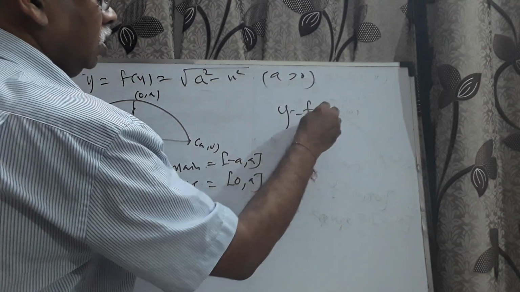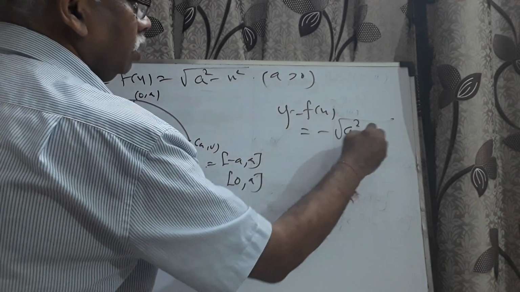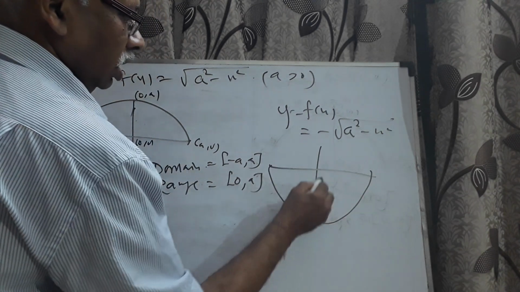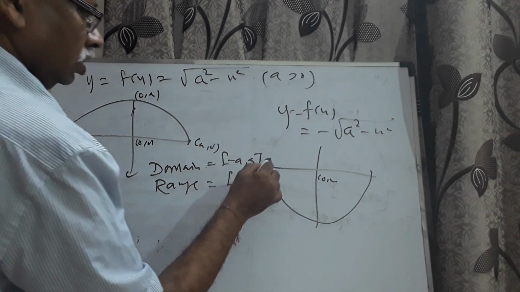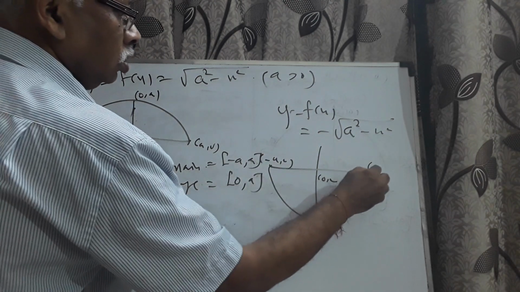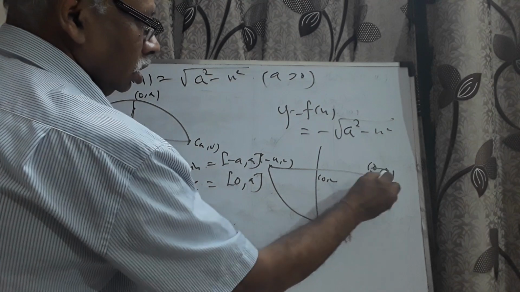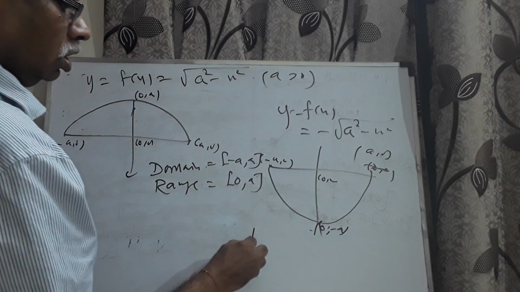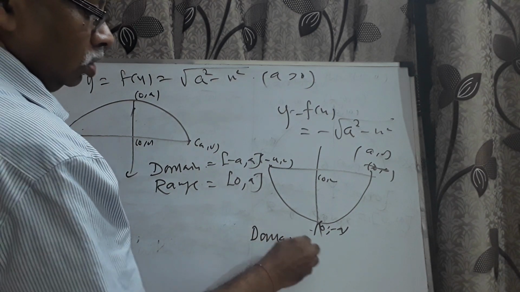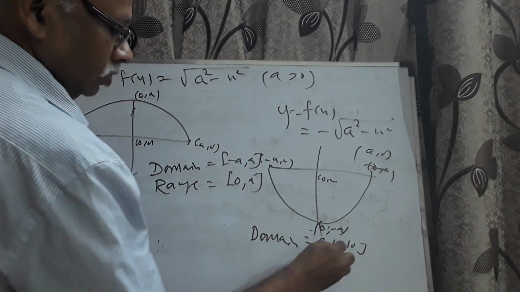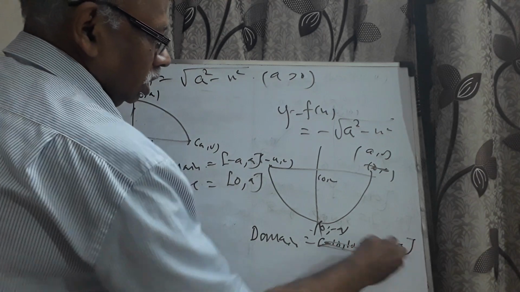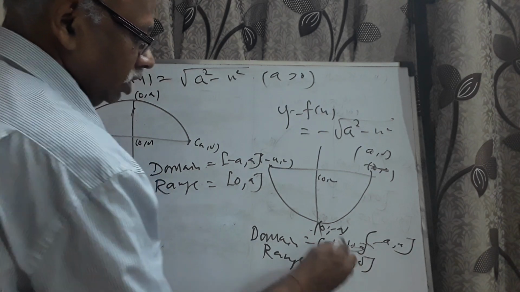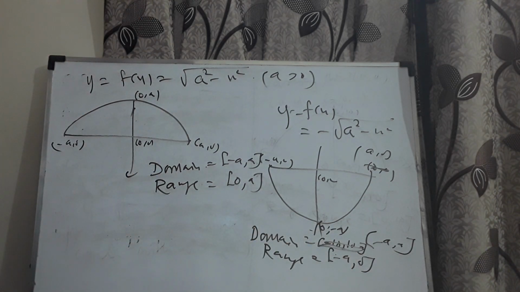Similarly, if y is equal to f of x equal to minus root of a square minus x square is given, it is just the lower half of the circle with center (0, 0). This is my center, and it passes through (-a, 0), (a, 0) and (0, -a). Now here, of course, the domain is the same, [-a, a], and my range is automatically the negative value, [-a, 0]. Now I take a as positive.